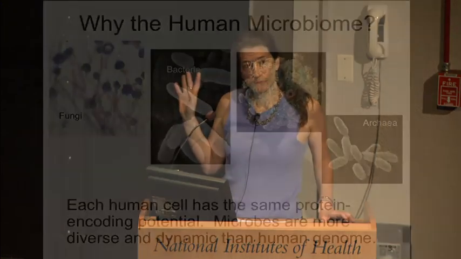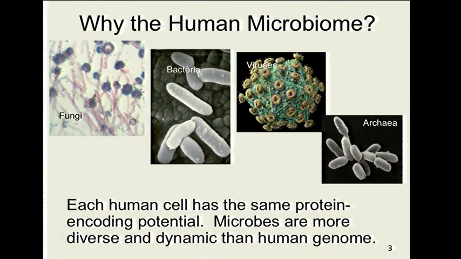Now, of those 23 human chromosomes that you've heard so much about, there's 25,000 genes, with lots of alternative splicing. But in fact, each of those cells has more or less the same gene encoding potential, whereas the microbes that live in and on our body actually have quite varied protein coding potential.